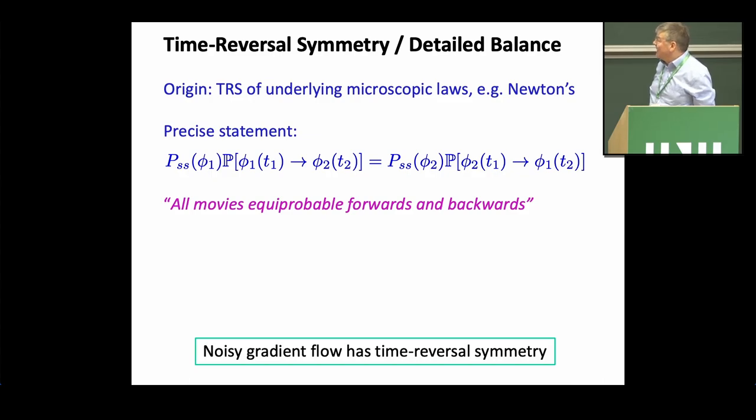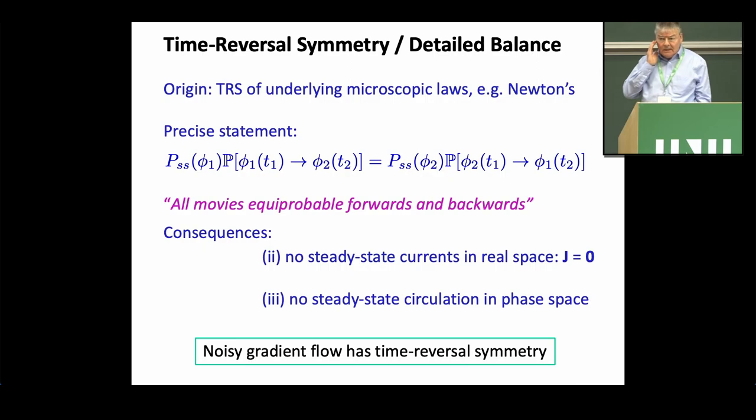So the precise statement of that, which is inherited from the underlying microscopic dynamics, which is time reversible, is that if I take the steady state probability of being in some phi 1, and then look at the transition probability to a state phi 2, which is a field as a function of position and time, then that's the same as the steady state probability of phi 2 times the conditional probability of getting from phi 2 to phi 1, and that is pathwise. In other words, any movie that I could see in the stationary state looks the same, or is equiprobable, running forwards and backwards.